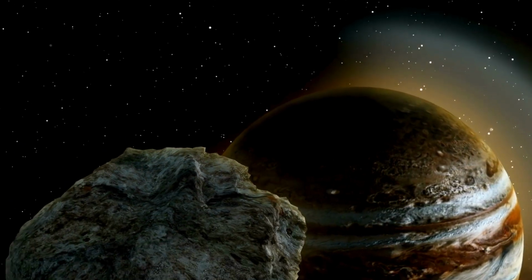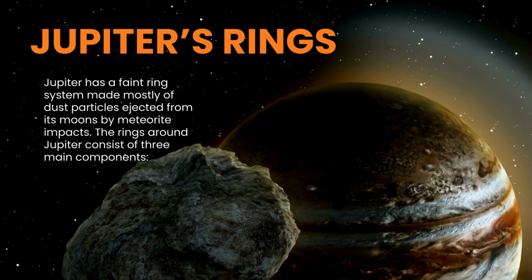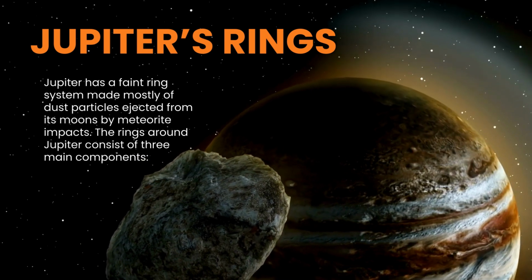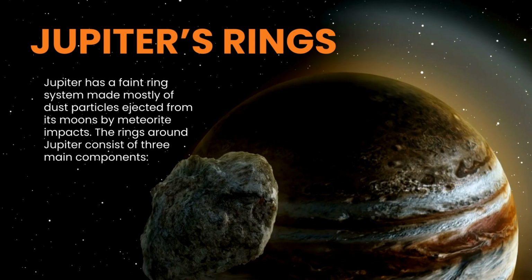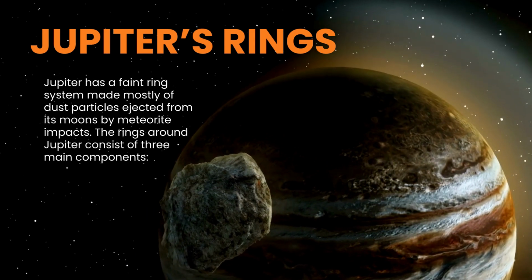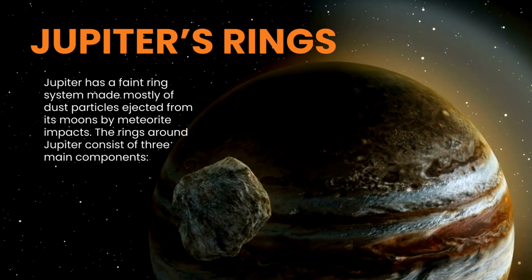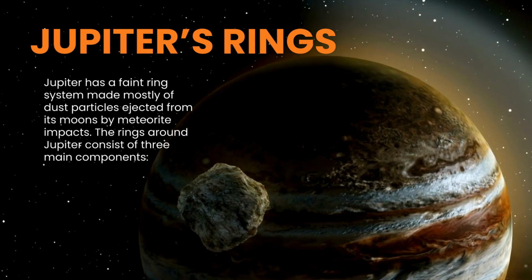Jupiter's rings. Jupiter has a faint ring system made mostly of dust particles ejected from its moons by meteorite impacts. The rings around Jupiter consist of three main components.